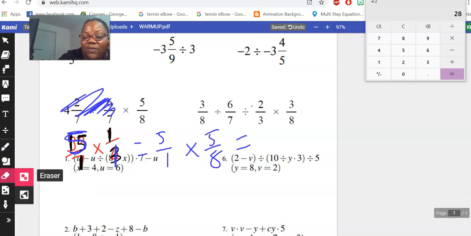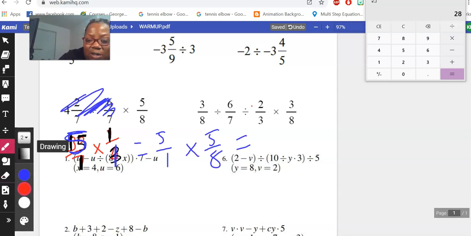I'll look, though, to see if I can reduce. And I will tell you, we can't reduce anywhere. So we're going to change this to 5 times 5, which is 25.